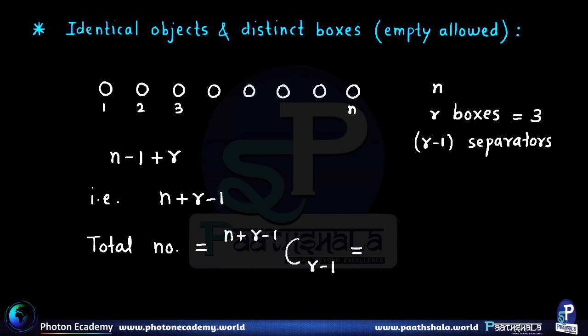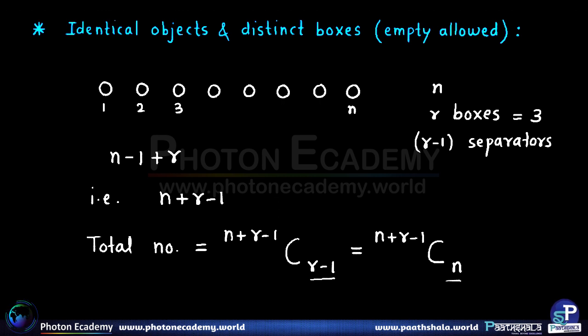Now using the property of a combination, we can also say that this is equal to n plus r minus 1 c n, because r minus 1 plus n is nothing but the number on the top. So that is the way to distribute identical objects into distinct boxes where empty boxes may be allowed.